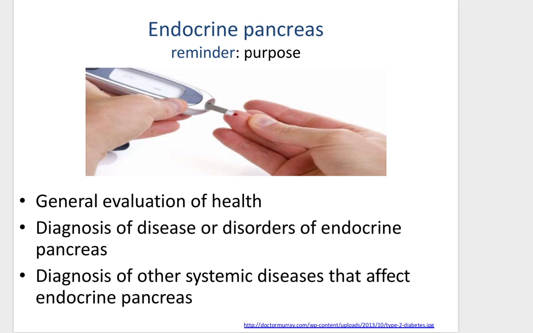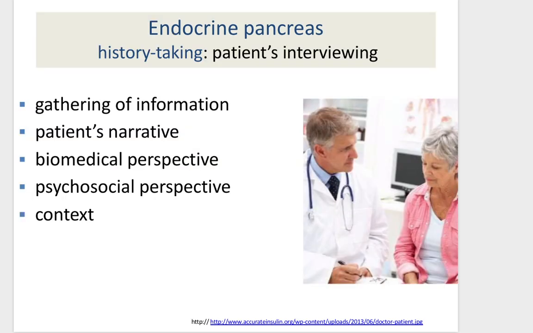The purpose of investigation of an endocrine pancreas disorder patient: all these purposes are the same as for other organ systems. It is a general evaluation of health. It is diagnosis of diseases or disorders of the endocrine pancreas, and diagnosis of other systemic diseases that affect the endocrine pancreas. History taking during interviewing is gathering of information: the patient's narrative, biomedical perspective, psychosocial perspective, and context. The same as with other organs.